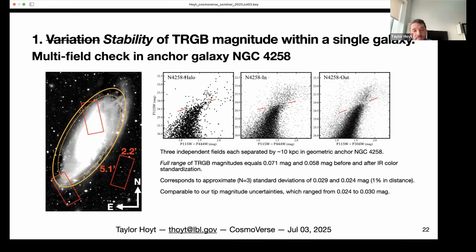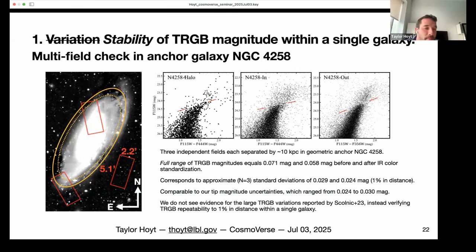Another reassuring aspect of this analysis is that the dispersion within the galaxy that we observe in the TRGB measurements within this same galaxy is perfectly comparable to the uncertainties estimated on the tip magnitudes, which range from 0.024 to 0.030 magnitudes. So our uncertainties look to be quite accurate as well. So we do not see evidence for the large TRGB variations that were reported by CATS. Instead, we actually verified TRGB repeatability to about 1% in distance within a single galaxy.